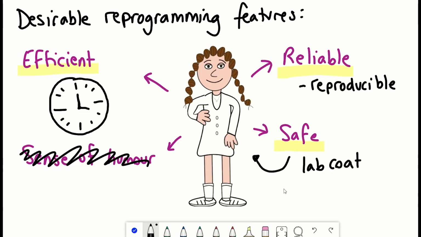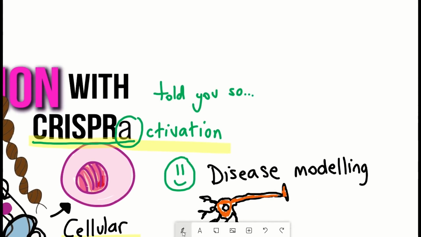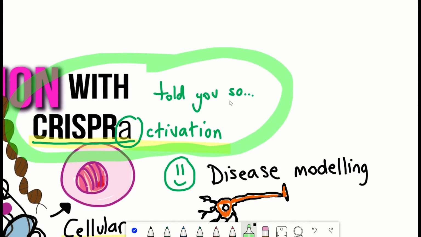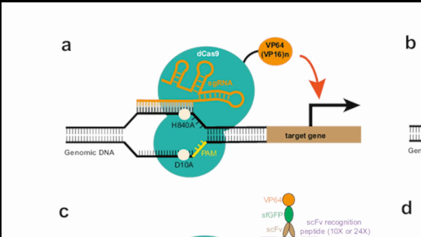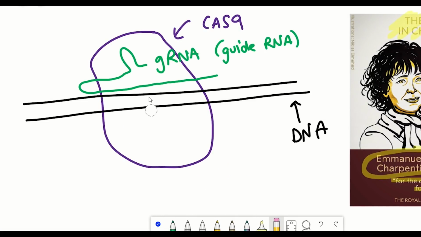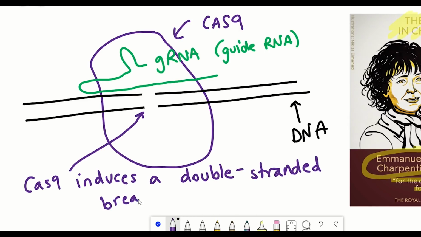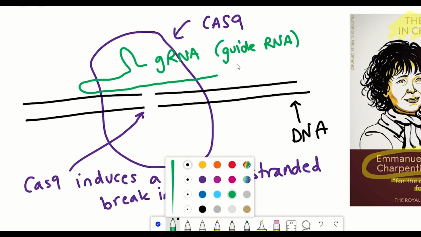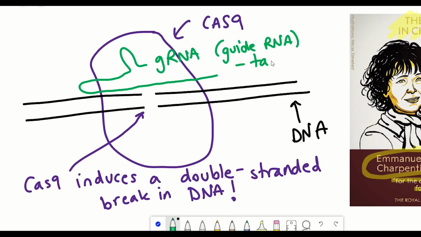So CRISPR activation. Now, almost a year ago, I told you about CRISPR activation, even though it's been around for much longer than that. But essentially, it's a modified version of CRISPR. So in conventional CRISPR, you have a guide RNA that recognises a specific site on DNA, and then you have a protein that binds that guide, Cas9. Cas9, this protein, has the activity to cut DNA and make a double-stranded break. You can then change the sequence of the guide RNA and target the CRISPR complex elsewhere.